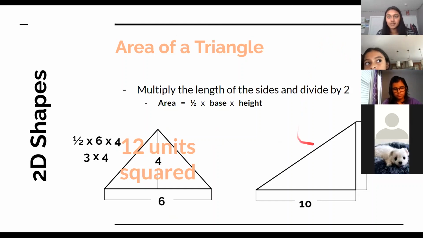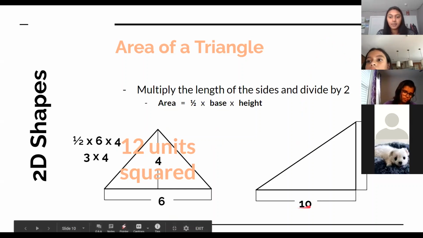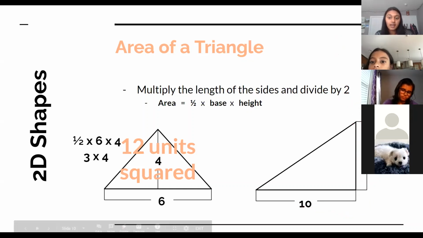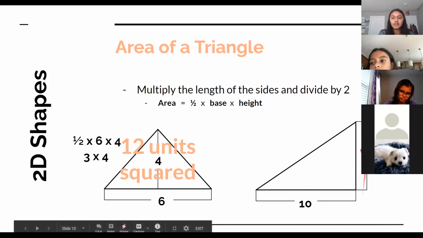Okay? And now same thing over here. We have our base times our height. And with this triangle, you can actually say that the base is anywhere, right? Because this is a right triangle. So this can be your base and this can be your height if you want. But to keep it simple, the base is going to be what's right here so that it's easier and we don't get confused. So our base is going to be 10, our height is going to be 8.